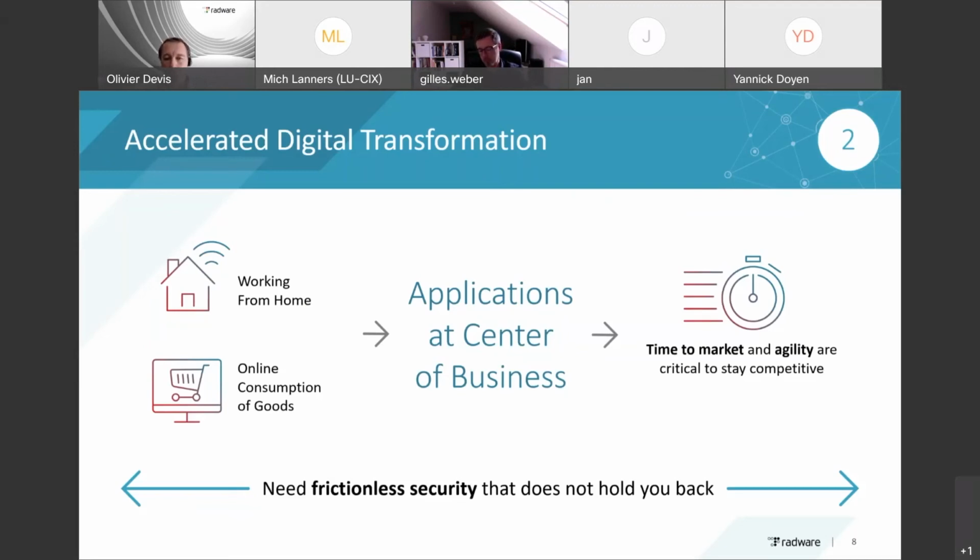we do see a wave where people will go maybe a couple of days a week, but not five days again. We do see that there is a change, and companies have to act upon that and develop strategies that allow them time to market and agility, which are also critical. And what we see is that security should not be a blocker. What we need is frictionless security that does not hold you back.